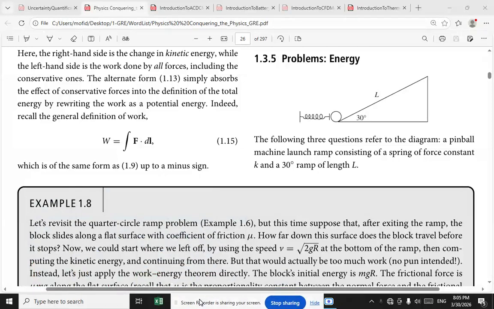In the name of Almighty God, I'm Master Sankoshi, and today I want to talk about problems on energy, which is a subsection of chapter one for the physics GRE.